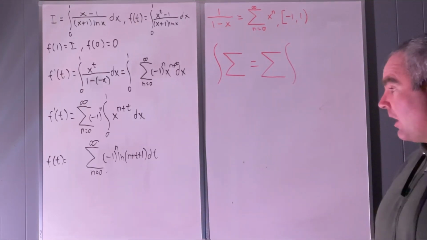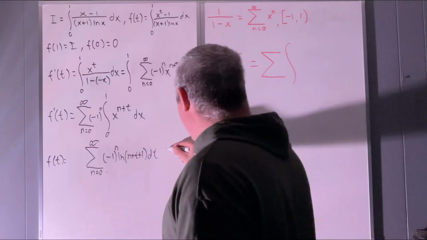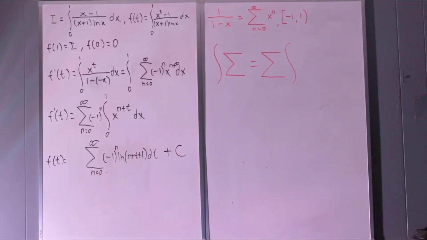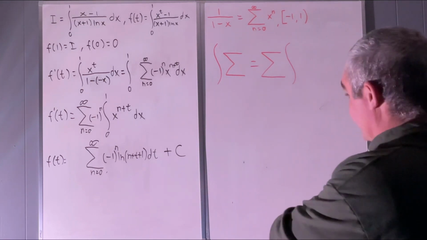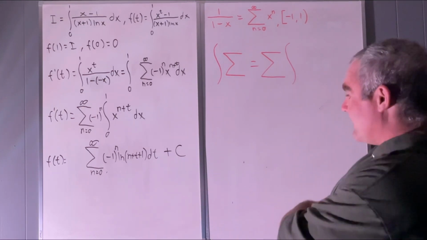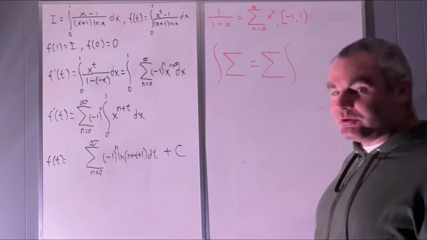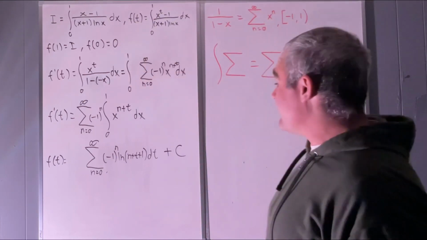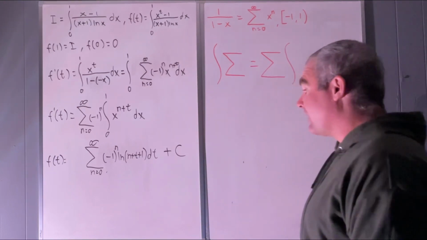Right? Wrong. Plus c. Right? Because we did an indefinite integral with respect to t. So there's going to be a constant of integration. Well, how do we get rid of that constant of integration? We do it the same way we always do it. We know that f of 0 is equal to 0. So let's find our c.